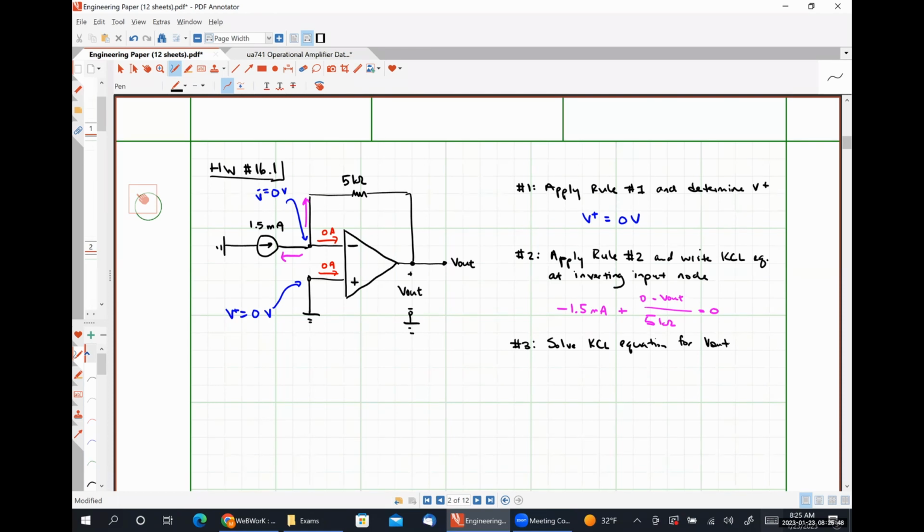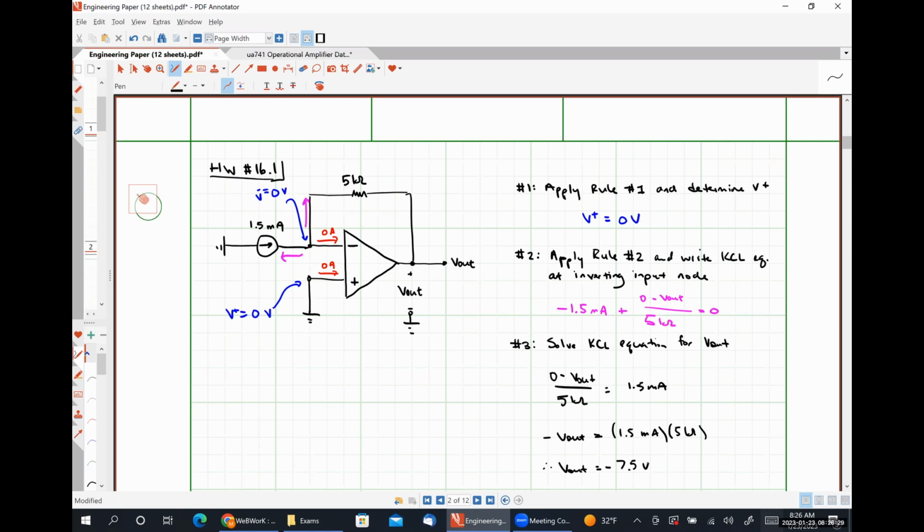So it should be pretty obvious here that I'm going to have 0 minus V out over 5 kiloohms equal to positive 1.5 milliamps. So negative V out is going to be 1.5 milliamps times 5 kiloohms. And from here, we could say that V out is negative 7.5 volts. So this is our basic 3-step process, okay?